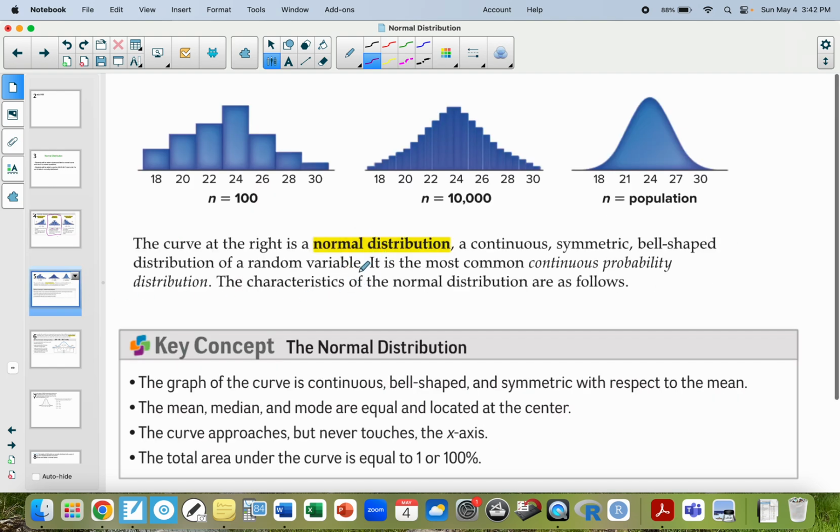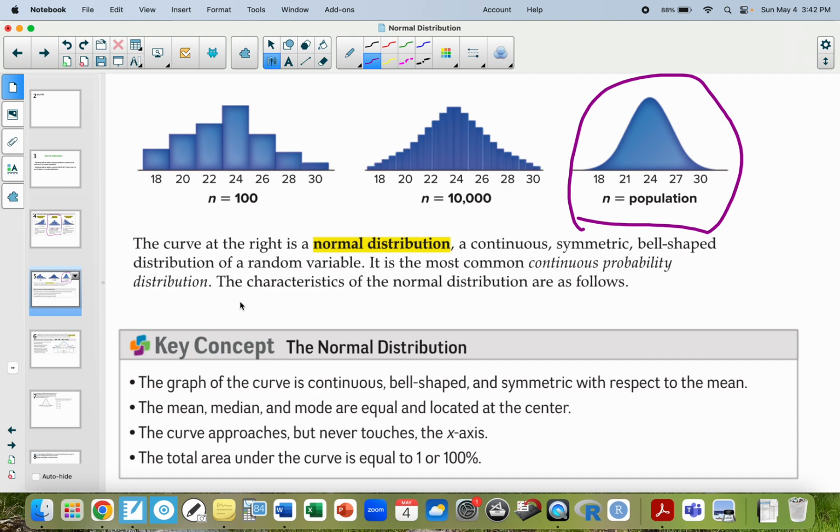So our focus today is about a normal distribution. This right here is what a normal distribution looks like. This visual is showing us our sample size. If our sample size is 100, 10,000, and then the population is actually going to be a smooth curve. The normal distribution is a continuous, symmetric, bell-shaped distribution of a random variable. I would write this down. It is the most common continuous probability distribution, so it occurs the most often, and that's why we are learning about it today, and there are some special rules with that.